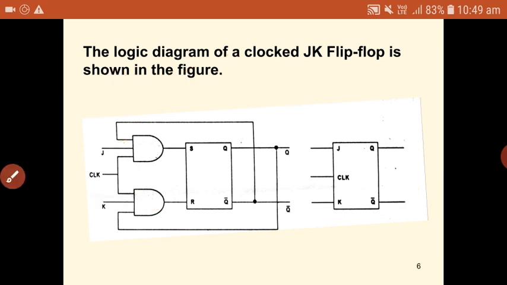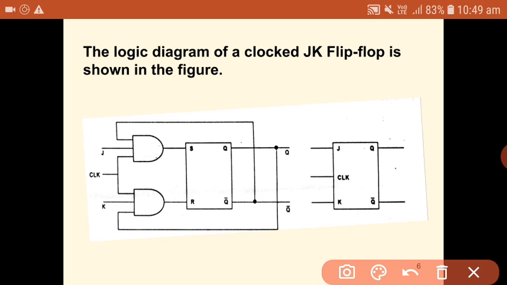Similarly, if you observe the second combination, that is J is equal to 0 and K is equal to 1, I am applying it here. For J is equal to 0 and K is equal to 1, let us say this is the first AND gate, and this is the second AND gate. The output of the first AND gate will be equal to 0 because J is equal to 0. If one of the inputs of the AND gate is 0, the output will always be 0, irrespective of its other inputs. So when J is equal to 0, the output of the first AND gate will be 0.